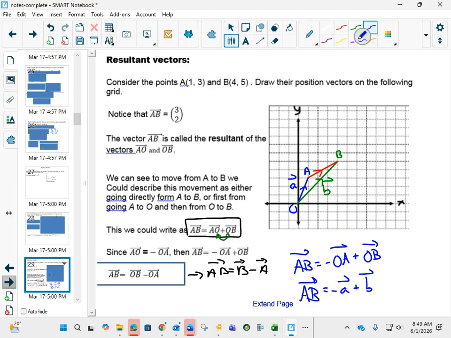plus B. And you'll often see it written as B minus A because it's easier to subtract than put a negative out in front and add. However, for your mental thinking, negative A plus B will make more sense. If I'm at A and I want to get to B, it makes sense that if I'm only allowed to follow along the blue and the green pathways, that I would go negative along the blue pathway and then positive along the green pathway.